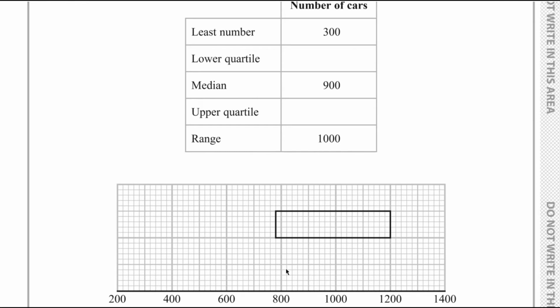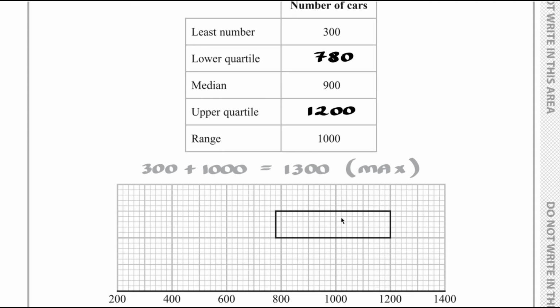The first thing we can do is find the lower quartile and upper quartile using this incomplete box plot. Here we have the lower quartile. That corresponds to 780. Here we have the upper quartile, and this corresponds to 1200. We've got the least number, which is 300. The range is 1000, and with this we can find the maximum value. The maximum value is equal to 300 plus 1000, which is 1300. So the 1300 is the maximum value.